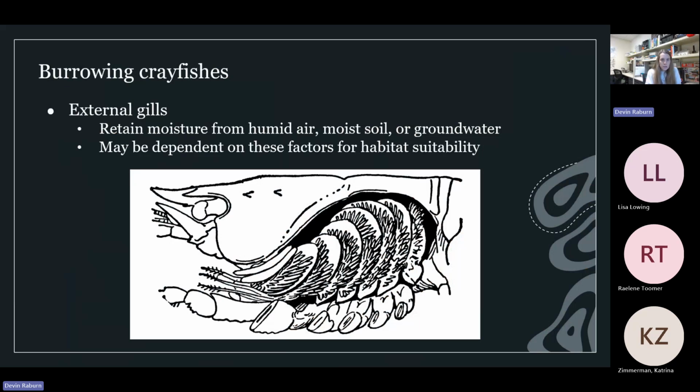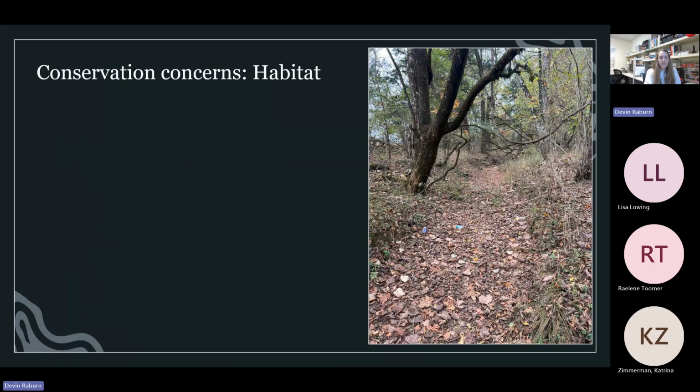And these external gills allow them to retain the moisture from the humid air and moist soil in their burrow. And if they dig deep enough in their burrow, they can reach that groundwater level. And so they may be dependent on these factors for habitat suitability, which keep that in mind. We'll talk about that a little bit later. But super cool how they're adapted to do that.